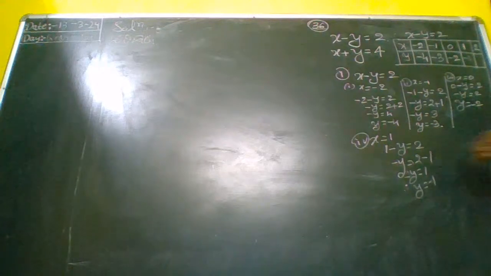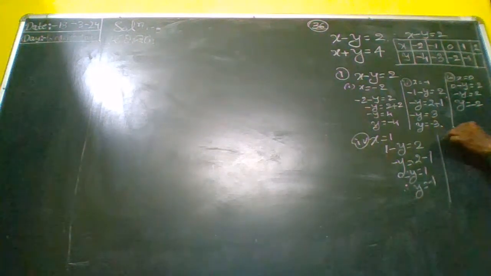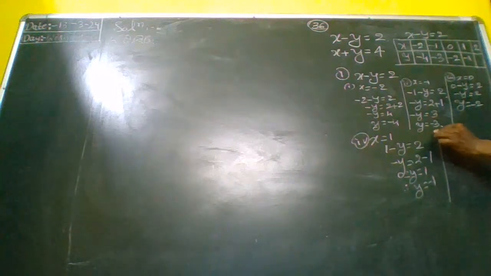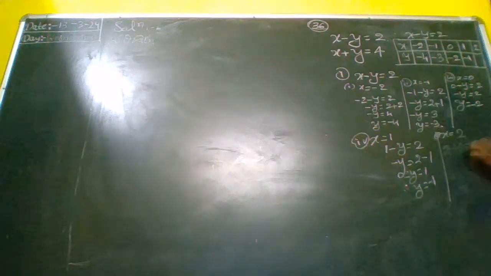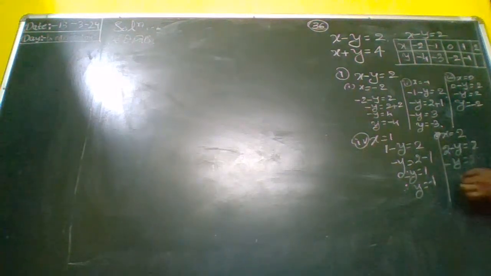So the last value I am going to substitute, the fifth one, that is x equal to 2. 2 minus y is equal to 2, and minus y is equal to 2 minus 2. So minus y is equal to 0, or y is equal to 0.